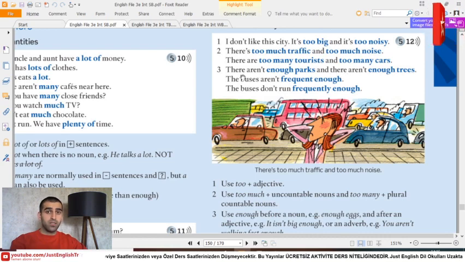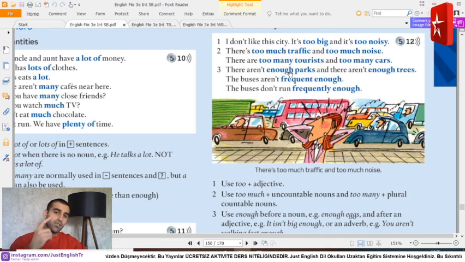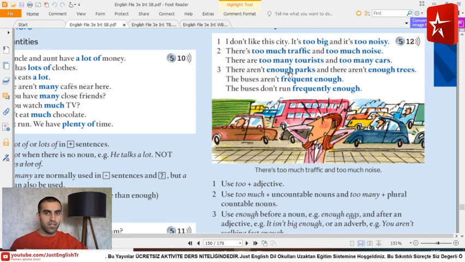As you see, there are not enough parks. It means we need 2 parks or 3 parks in the city, but we have just 1. We have less than we need. We have less than we want. After enough here, we must use a noun. So enough comes before nouns. Enough parks, enough trees.